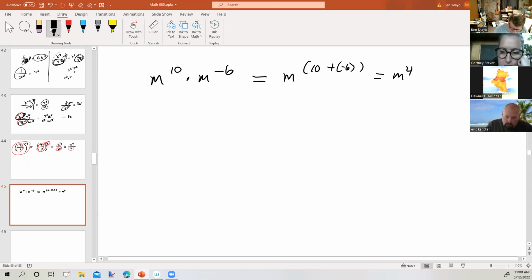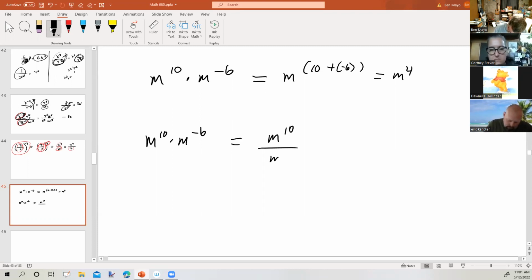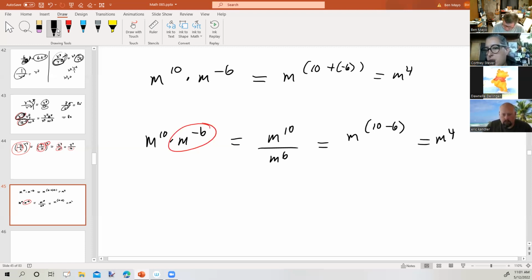Let's do this same problem a different way. Instead of treating it as multiplying two powers with the same base, where we add the exponents, let's take this expression and rewrite it, making the second factor have a positive exponent, which we would do by moving it downstairs, right? But now, dividing two powers with the same base, what do you do? You subtract the bottom exponent from the top. So we get to the same answer a couple of different ways.